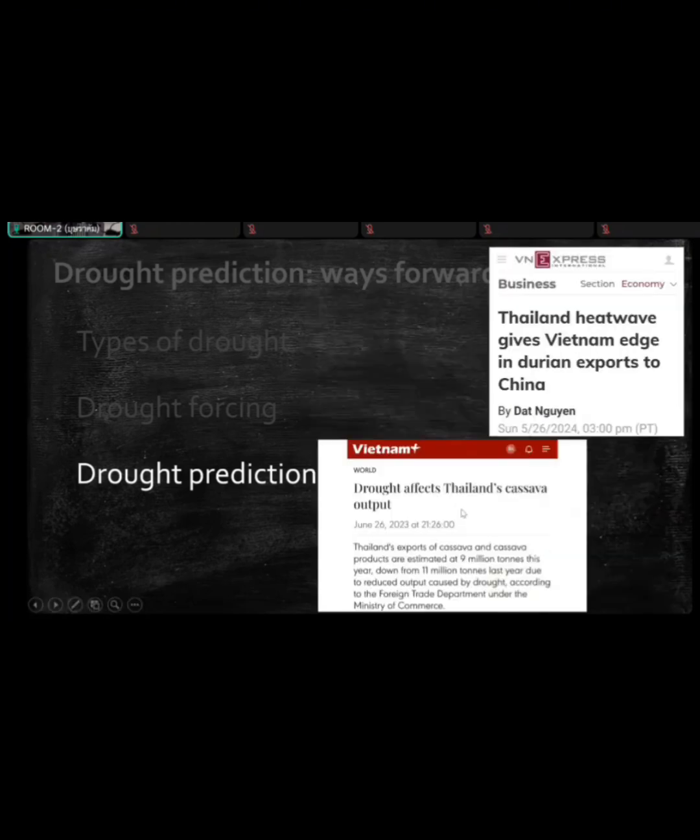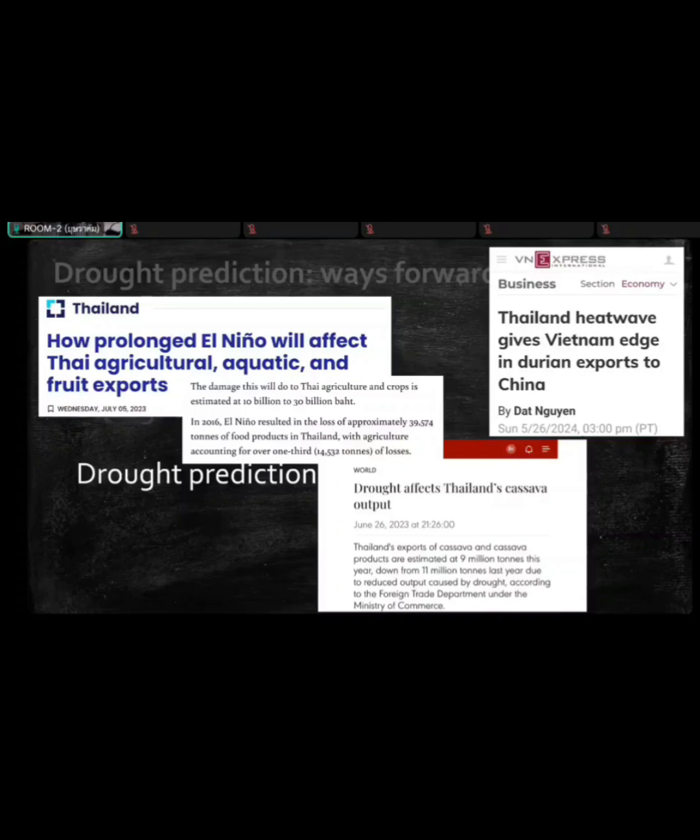So this is the ending, just showing that Thailand heat wave gives Vietnam edge in durian exports to China. Guess what? We can claim to be number 1, but there's a climate event, extreme heat, and then Vietnam didn't have to do anything and surpassed us. So in trade markets, it's very cruel. In preparation for the next one coming, I just said that the fluctuation is real. It will come back for sure. And next time we will have a better tool.